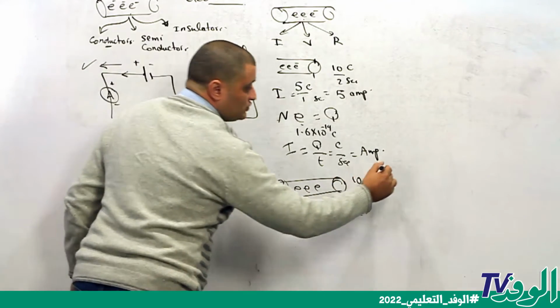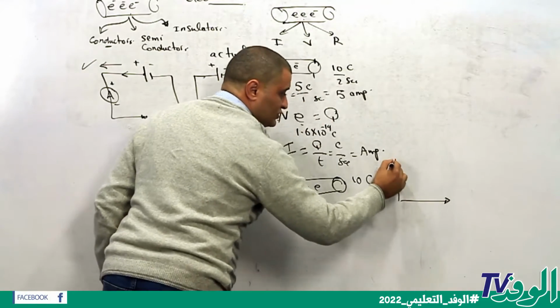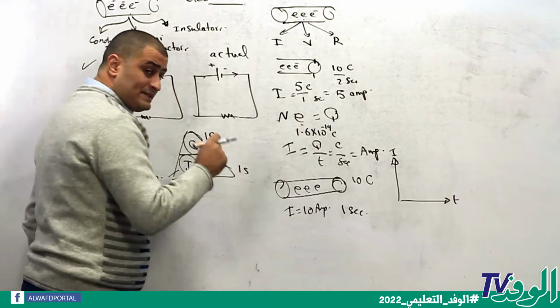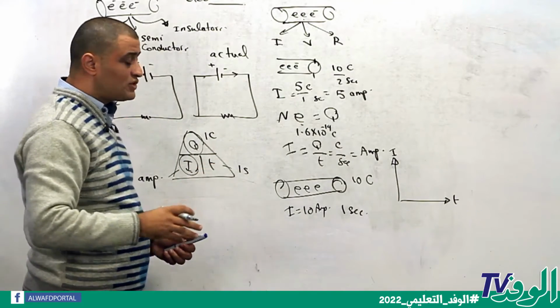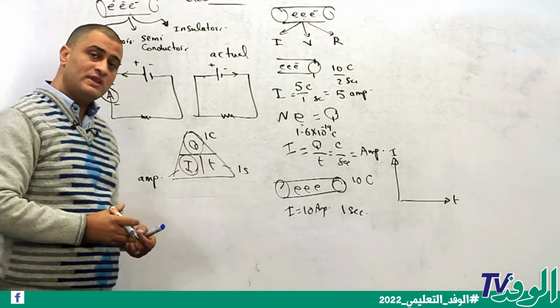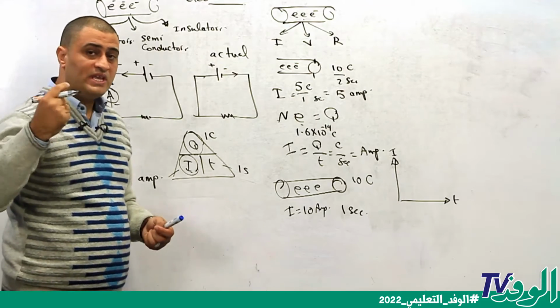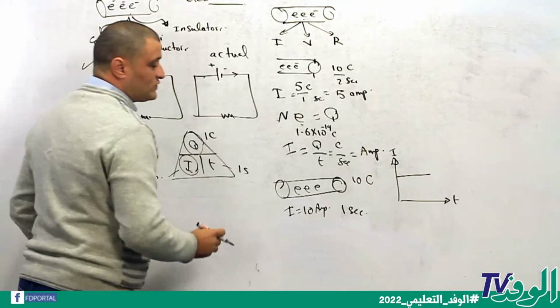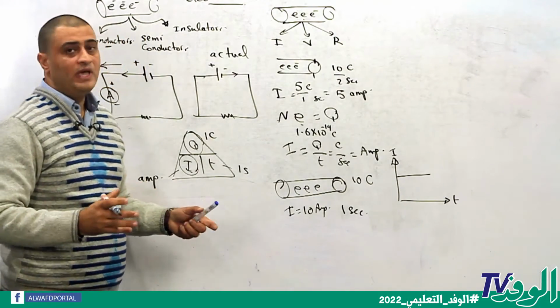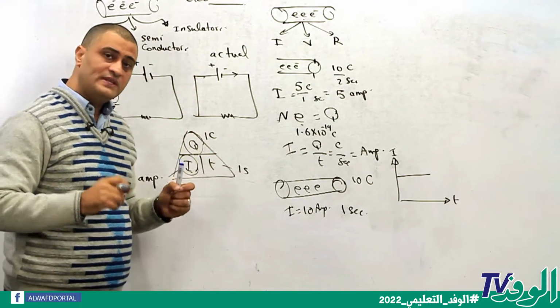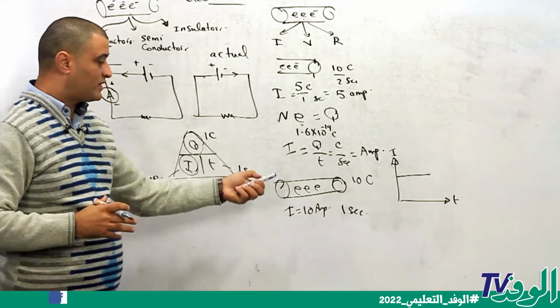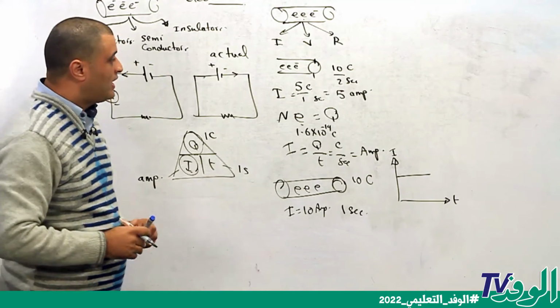Now, to draw the graphic representation between I and t. In this case, the quantity of charge is constant, so the electric current intensity is 10 coulomb in each second, and we can write it as follows. The electric current intensity is constant because the quantity of charge is constant and the time is constant, passing regularly through the cross-sectional area.